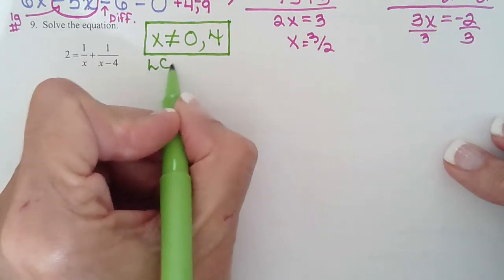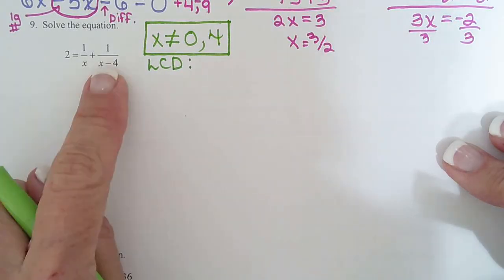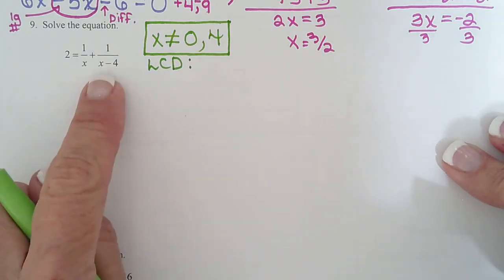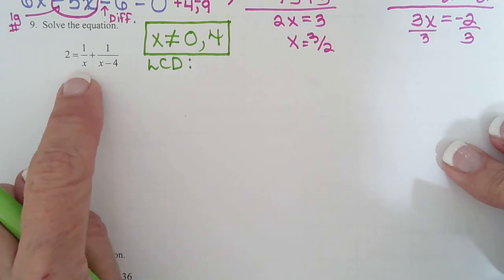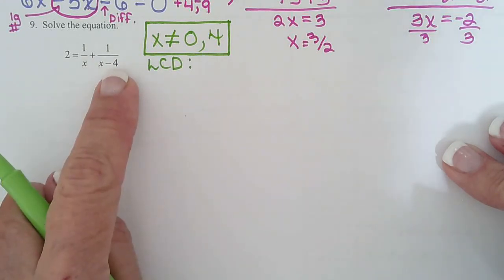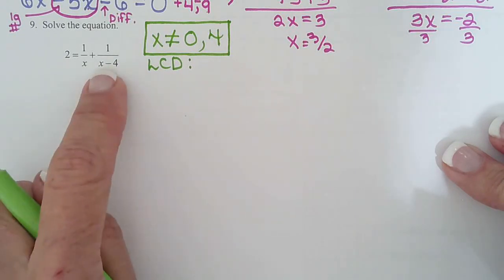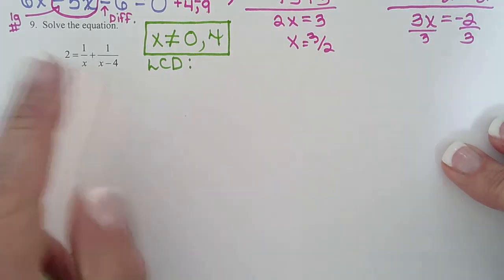LCD is a little bit more complicated because these two, although they both have an x, they don't have a factor in common. So the LCD is actually both of them. If it was x and 4x, then the LCD would be 4x. But because it's subtraction, we can't say this x is common with that. So it's going to be both x and x minus 4.